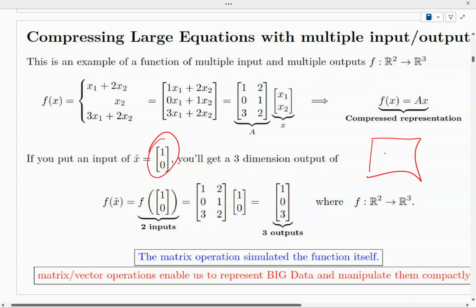So this system, f of x, has two inputs, x1, x2, right? And it has what? Three outputs, one, two, three. So if you plug in x1 and x2, notice all you have to do is plug x1 and x2 here, which is here, right? 1 and 1, 1, 1 and 0. And then all you have to do to get the result is perform a matrix operation.